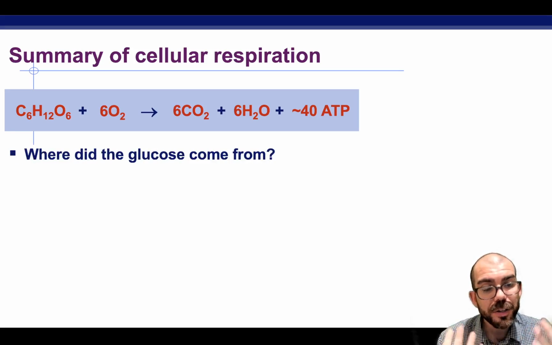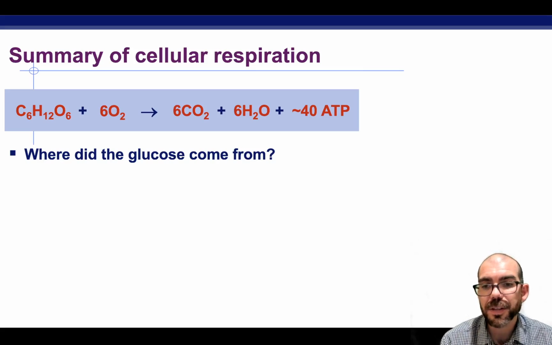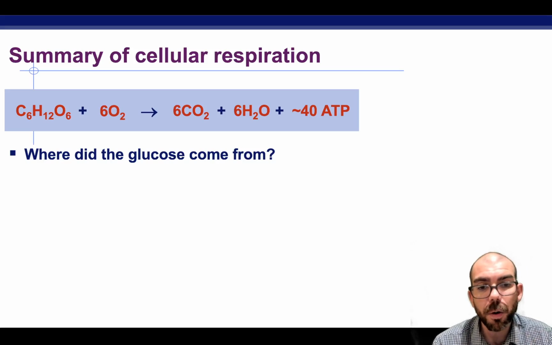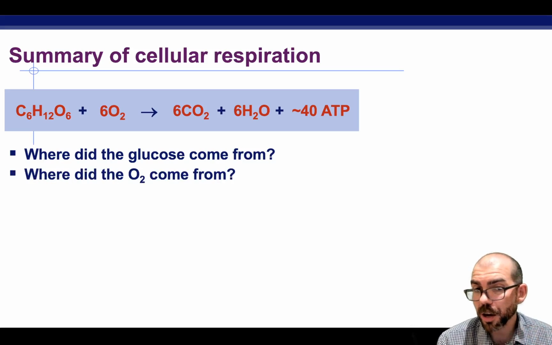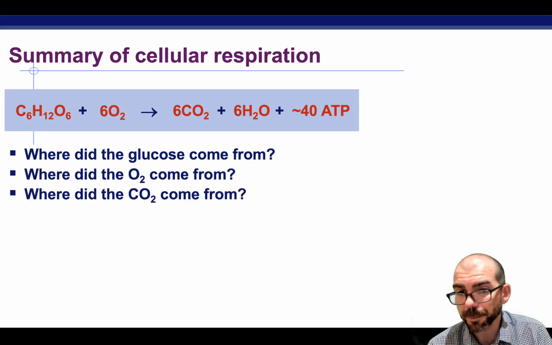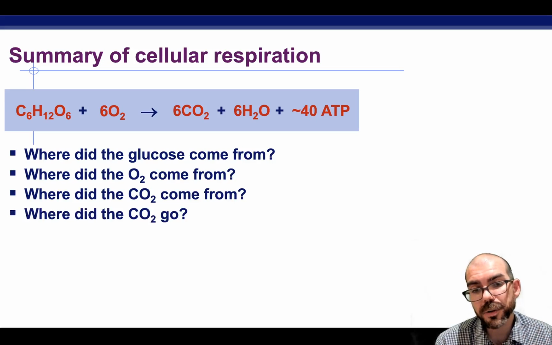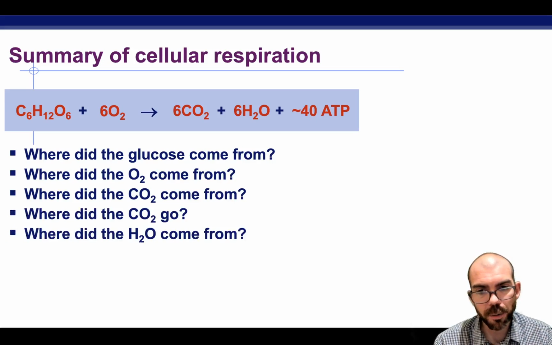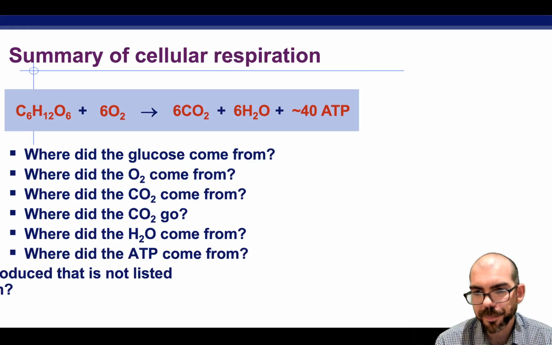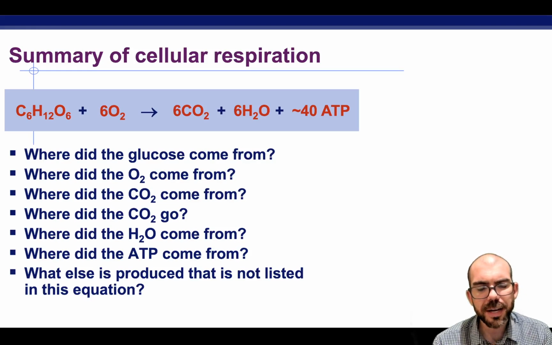If you can answer these questions, then you're in a good place for your understanding of cellular respiration. Can you explain where the glucose came from for a heterotroph or an autotroph? Can you explain where the oxygen came from? Where the CO2 came from? There's 2 places for that. Where did the CO2 go? Where did the water come from? Where did the ATP come from? And what else is produced that isn't listed in this equation?